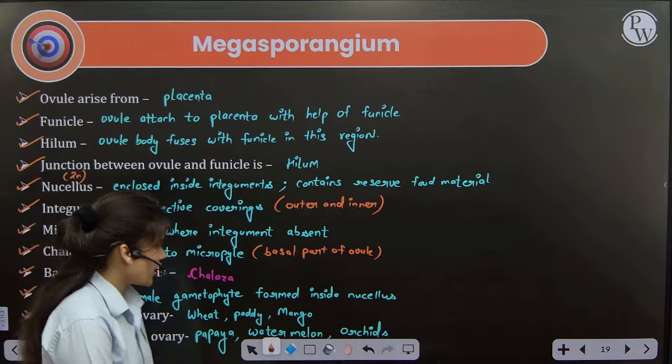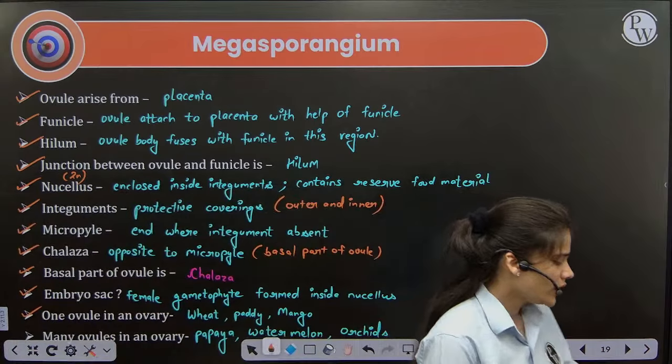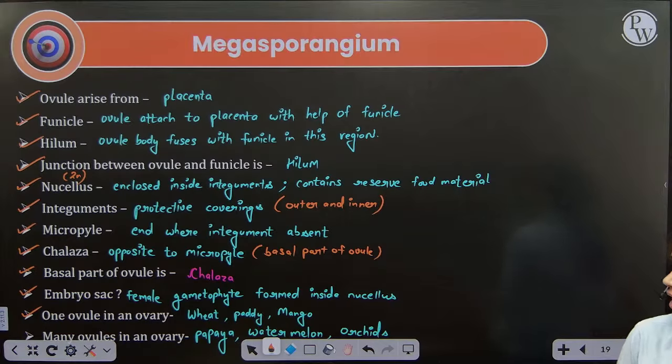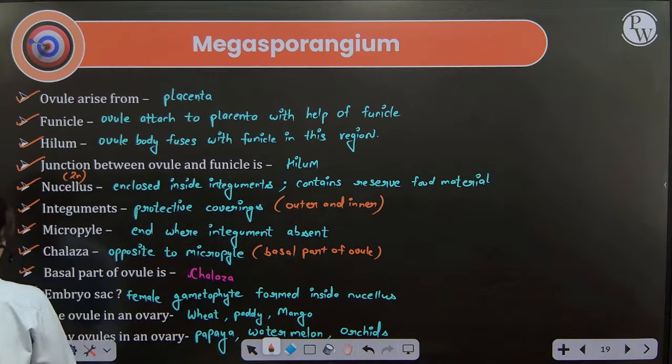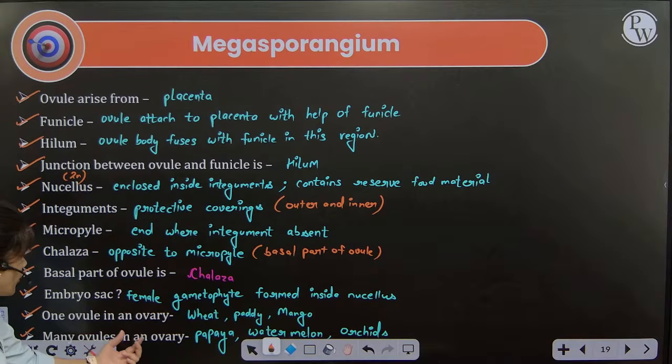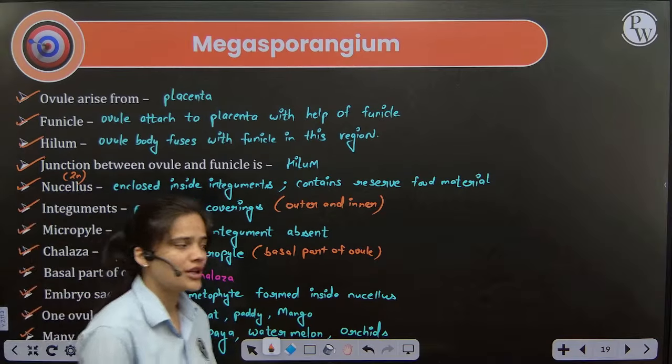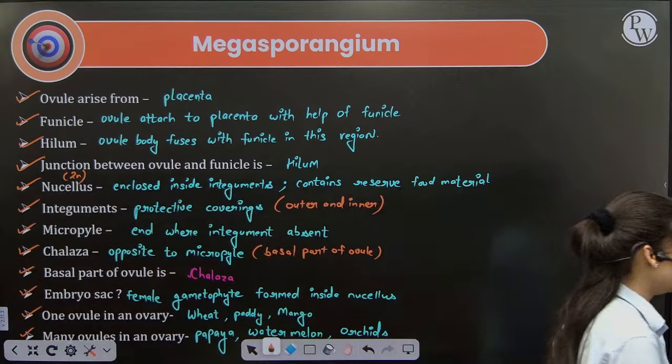One ovule, okay. Ovule can be present one in an ovary, or many ovules are also present in an ovary. Example of one ovule in an ovary is wheat, paddy, mango. What about many ovules in ovary? Examples are papaya, watermelon, and orchid.